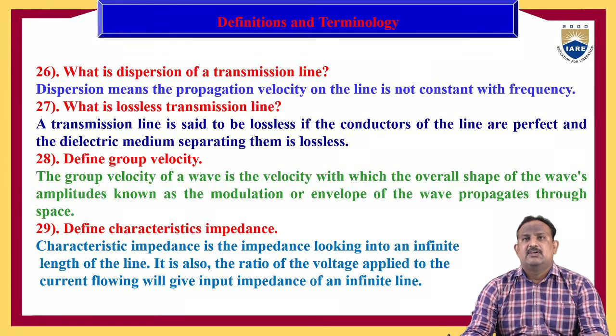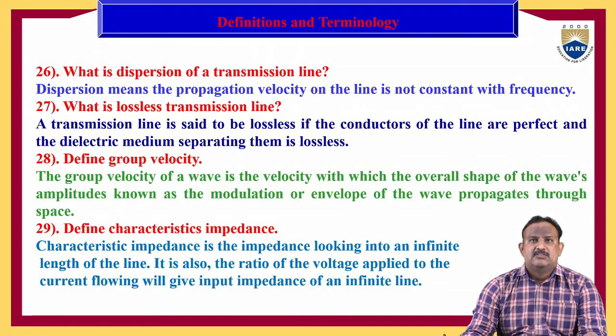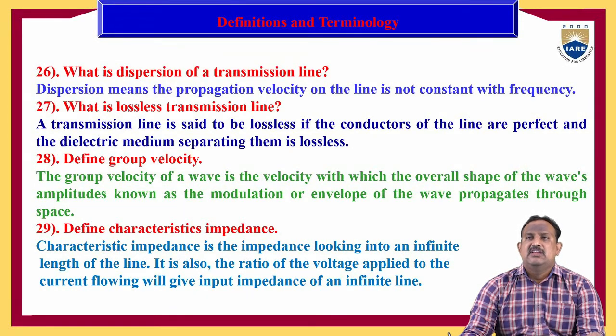What is the dispersion of a transmission line? Dispersion means the propagation velocity on the line is not constant with frequency, which is known as dispersion. What is a lossless transmission line? A transmission line is said to be lossless if the conductors of the line are perfect and the dielectric medium separating them is lossless. Then we can call it a lossless transmission line.